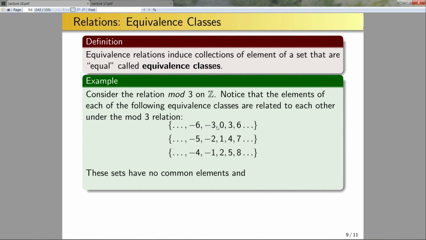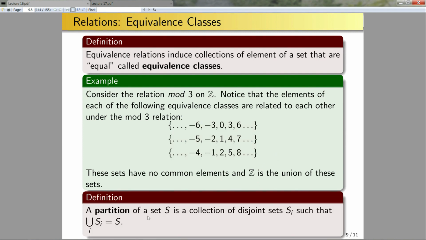Further, I can note that every integer appears in at least one of these. Well, at most one as well. So Z is the union of these three sets, right? 1, 2, 3, 4, 5, 6, 7, 8, 9, and I can count negative that way. These three sets, when I union them, contain all of the elements in Z. So we have a name for this. A partition of a set S is a collection of disjoint sets S sub i, such that the union of S sub i for all of the i's that I need to union over is equal to S. For instance, in this case, this partitions Z into 3 sets.